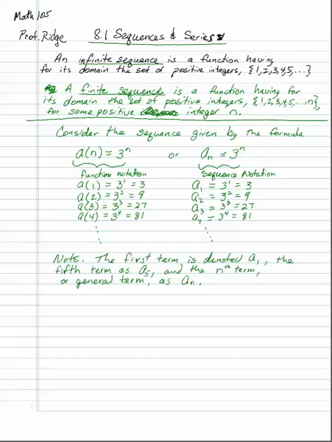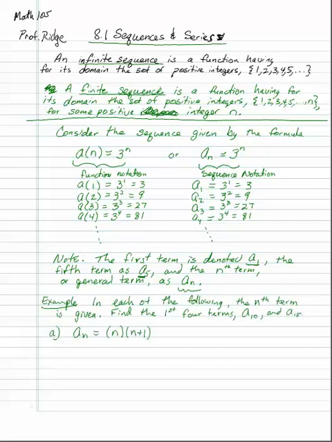Okay, so let's note the notation here. The first term is denoted A sub 1. Again, that's the first term. And the fifth term would be A sub 5. And the nth term, or sometimes we refer to it as the general term of the sequence, is A sub n. So A sub n is just some general term for the sequence.